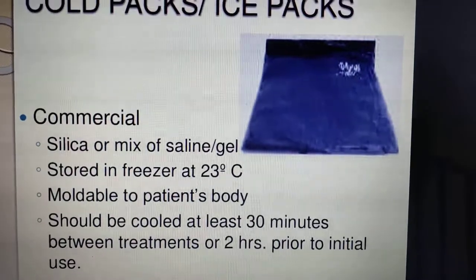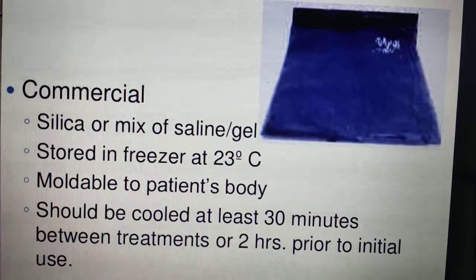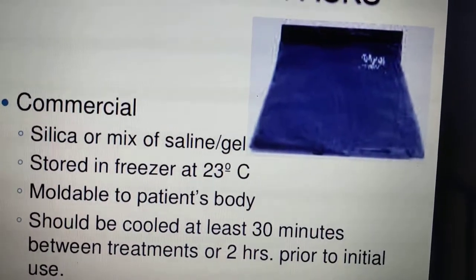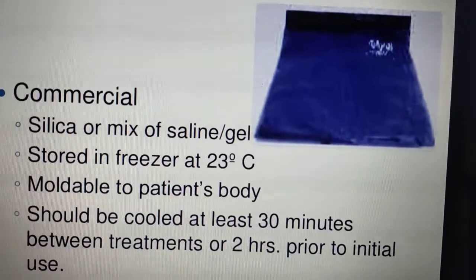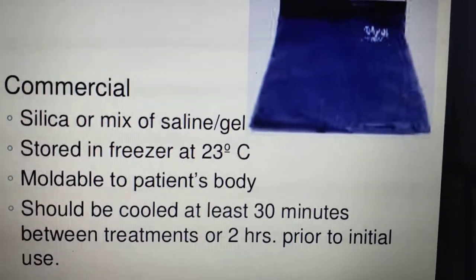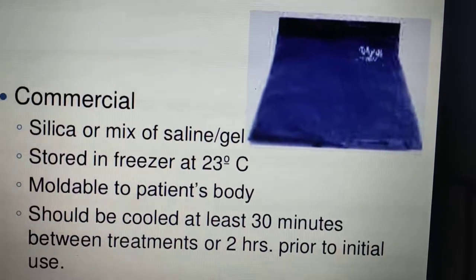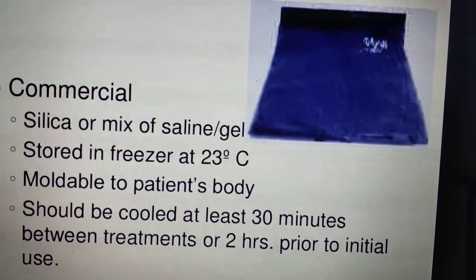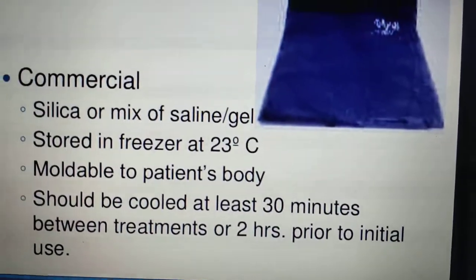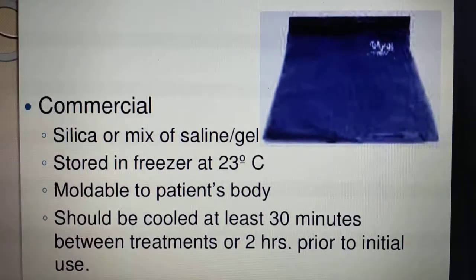And this is also what we call a cold pack or ice pack, one more type. This is silica or a mix of saline or gel, and we can store it in the freezer at 23 degrees Celsius, and it is moldable to the patient's body. Wherever we can apply it on the patient's body, it should be cooled at least 30 minutes between treatments, and 2 hours prior to the initial use. So how much do we have to use? 20 to 30 minutes. Clear? And we have to give a break of 2 hours, then we can apply again.